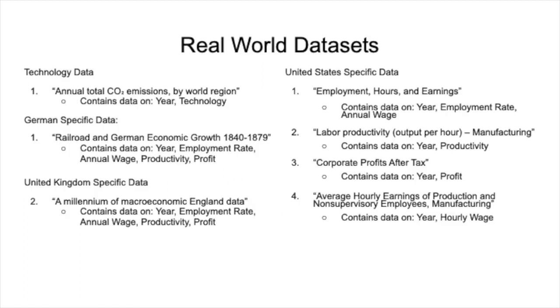Our data looks at 3 separate countries: Germany, the United Kingdom, and the United States. Each dataset focuses on that country's technology, employment rate, annual wages, productivity, profit, and hourly wages for 3 of the 4 different phases of the Industrial Revolution. Our data is a combination of 7 different datasets we found online. In order to get our data to work properly, we had to clean the data, including normalizing the info and getting the data into correct intervals.